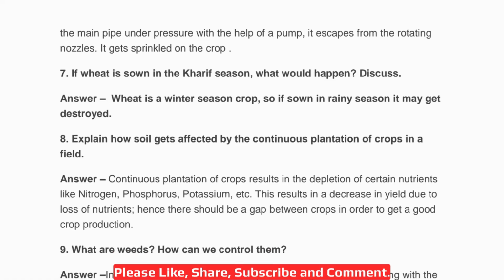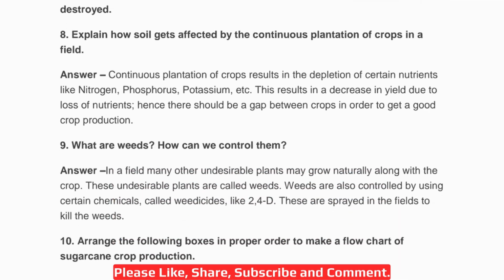Now the seventh question. If wheat is sown in the Kharif season, what would happen? Discuss. Now see, wheat is a winter season crop. We all know, right? Wheat is a rabi crop. So if it is sown in the rainy season, it may get destroyed because it doesn't want that much water of the rainy season.